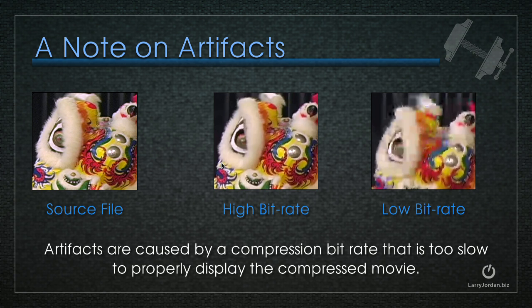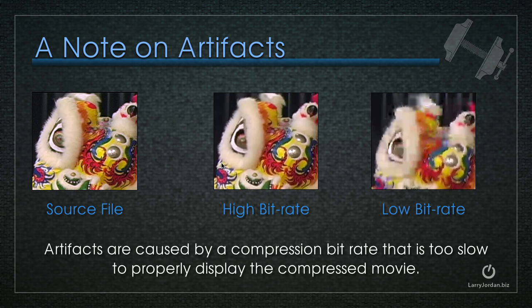Let me illustrate. The image on the left is a detail from a source file. The image in the center is a detail from a high bitrate but still compressed file. And the image on the right is from a low bitrate compressed file. Notice the detail, the smoothness of the edges, the clarity of the color of the image on the left. And we're getting close to that with the image in the center, though the eye and the iris of the eye doesn't have quite the same level of clarity.